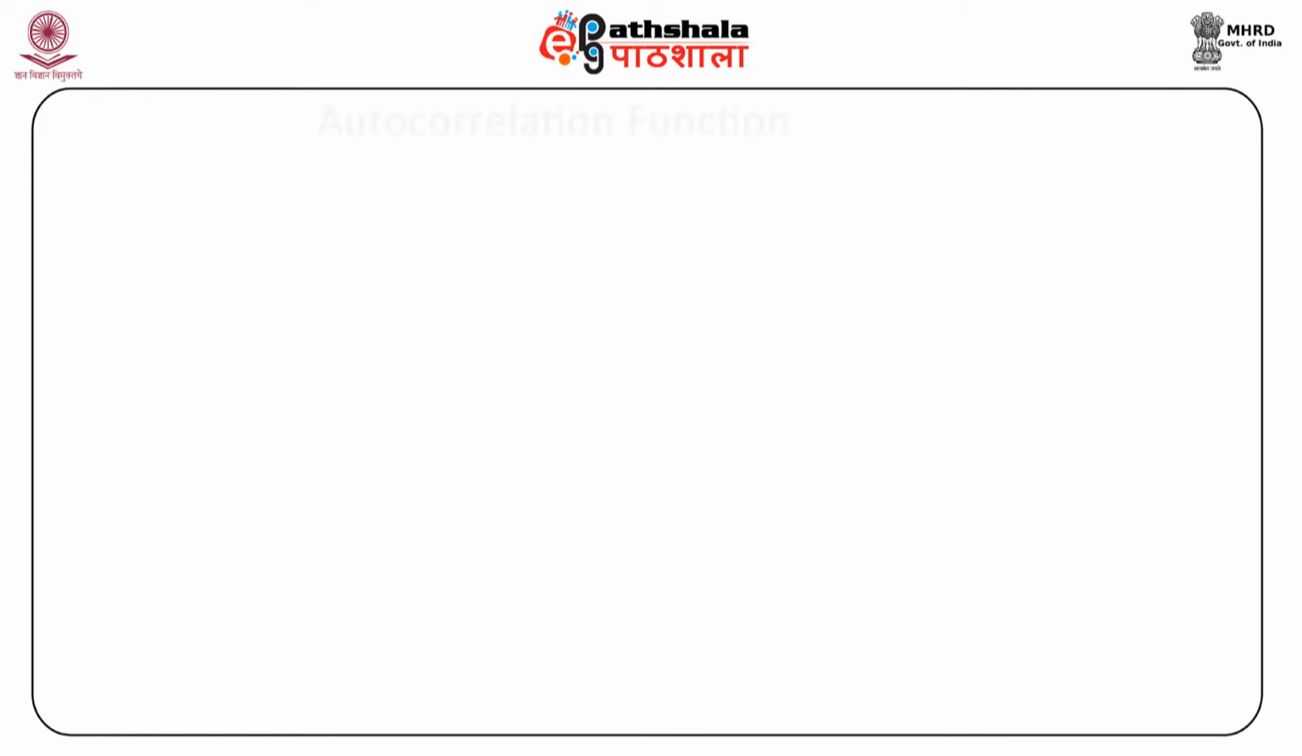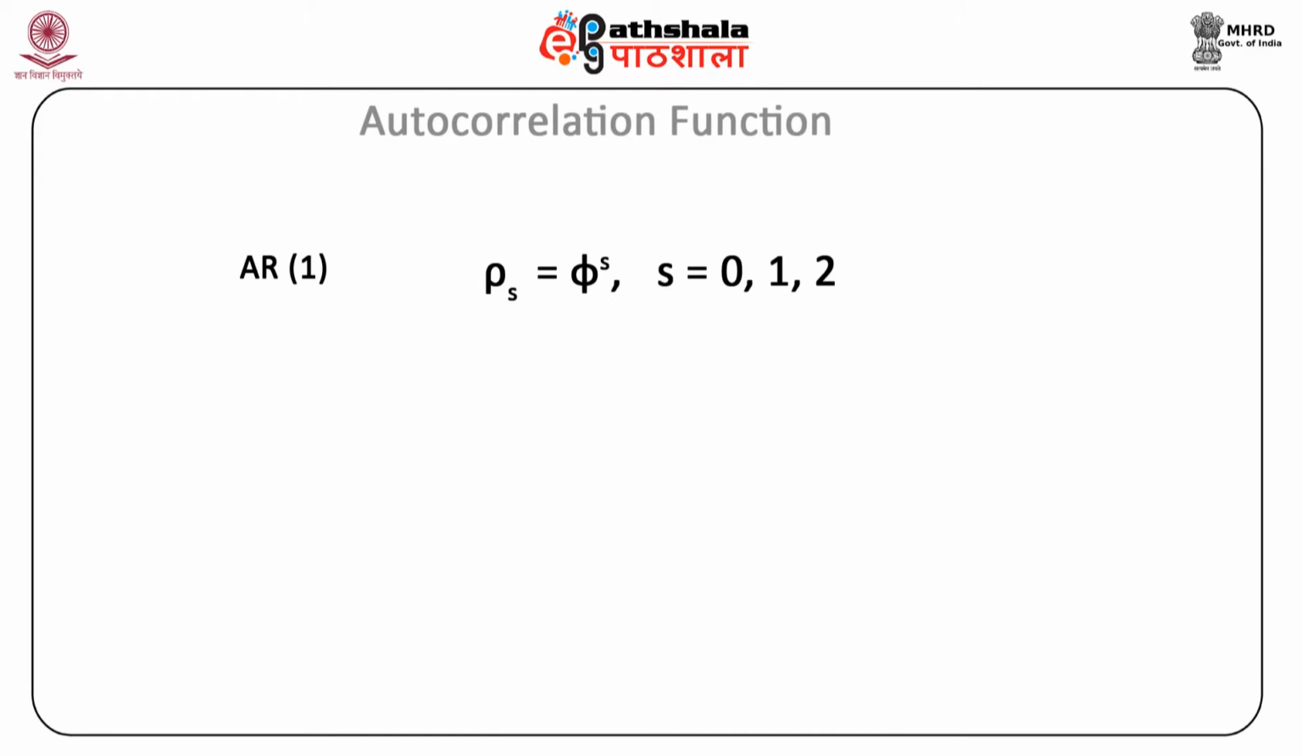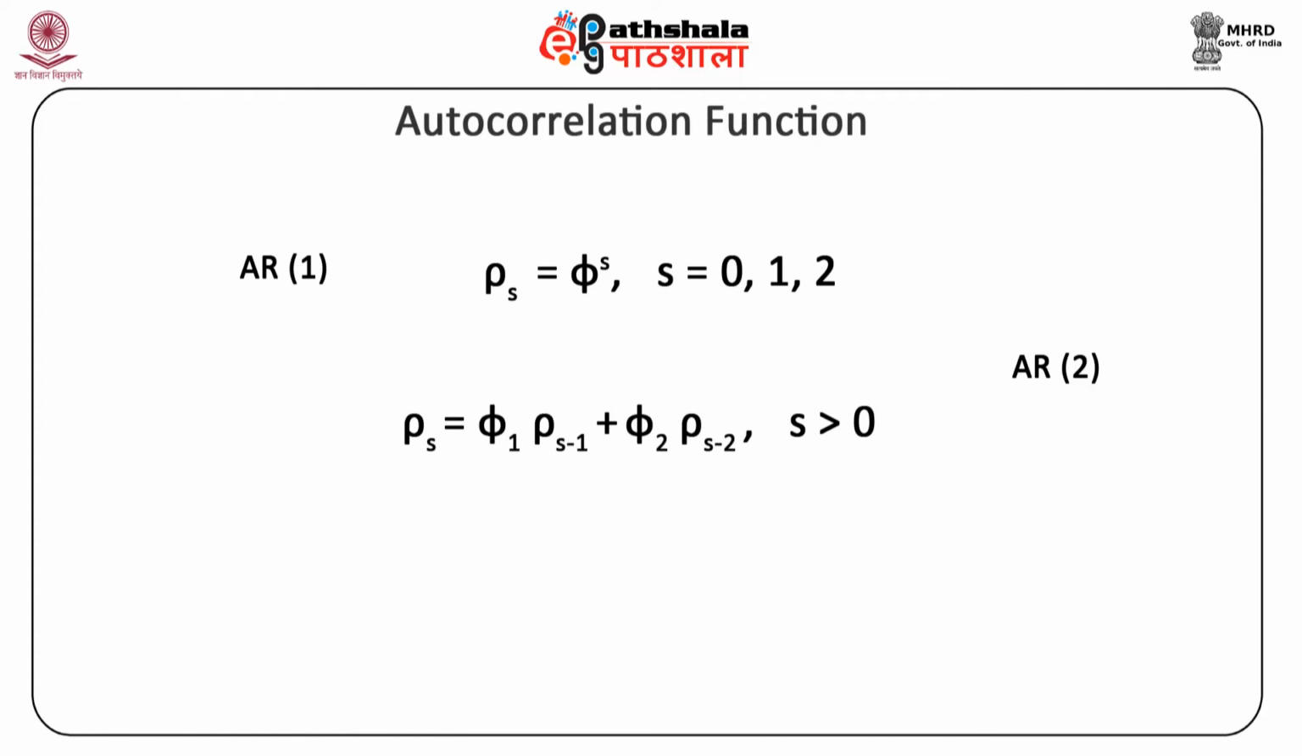Now we will study how autocorrelation looks. For an AR(1) process defined in our equation 1, the autocorrelation function, or ACF, is given as rho_s equal to phi raised to the power s, where s is 0, 1, 2, and so on. And for an AR(2) process, the ACF is given as rho_s equal to phi_1 rho_(s-1) plus phi_2 rho_(s-2), and s is greater than 0.